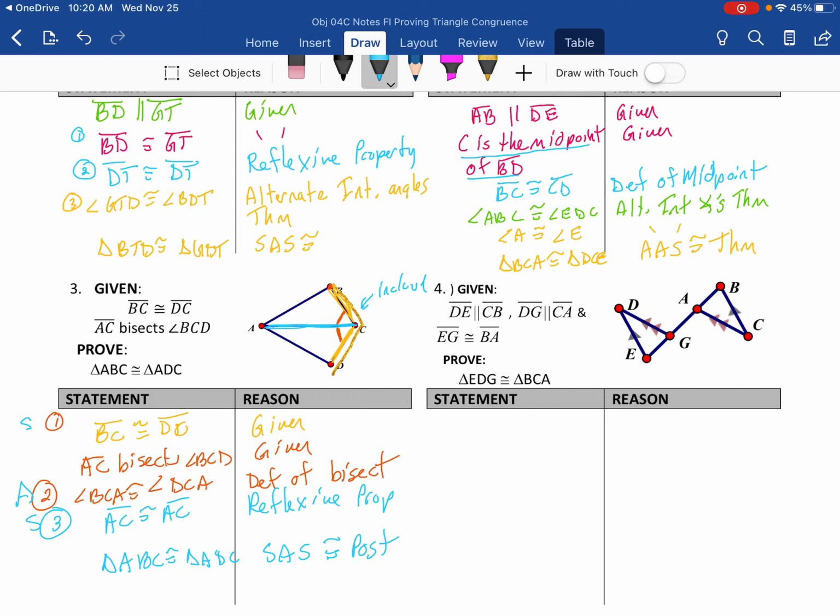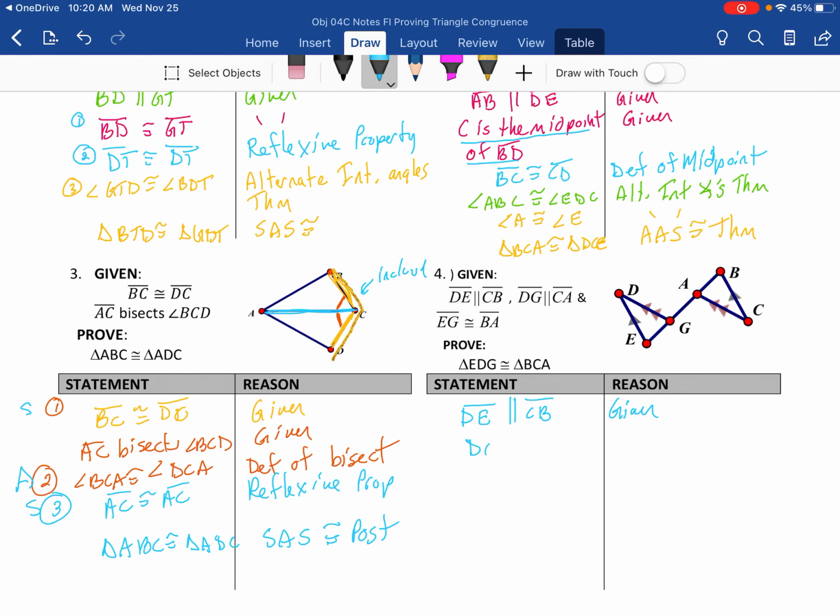Okay, this last one's a fun one, okay? So you're given DE is parallel to CB. It's marked in the diagram, okay? So I don't have to do anything. You're also given DG is parallel to CA, which is also marked in the diagram. And you're given, and you can put little tick marks if you want, EG is congruent to BA, okay? Now that'll actually mark, so EG and BA, all right?